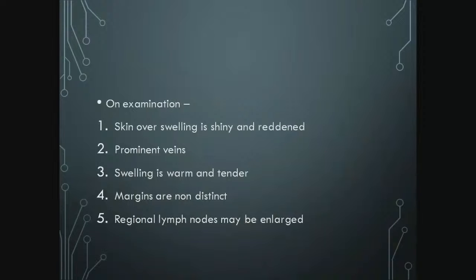On examination, it is quite evident that the tumor inside may be malignant. Few findings of a malignant tumor are seen with osteosarcoma. The skin over the osteosarcoma is shiny and reddened. The subcutaneous veins are quite prominent. The swelling is warm and tender. The margins are not distinct. As we had seen previously, osteoma and osteoid osteoma have quite well-defined margins, whereas osteosarcoma does not. Regional lymph nodes may be enlarged due to metastasis.